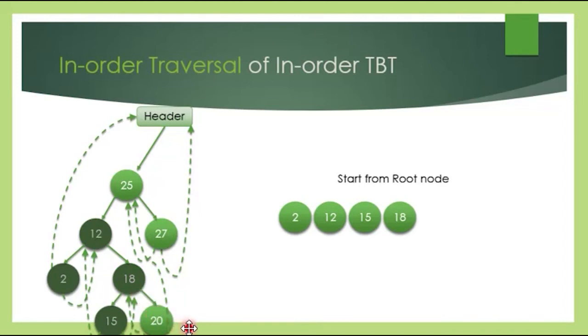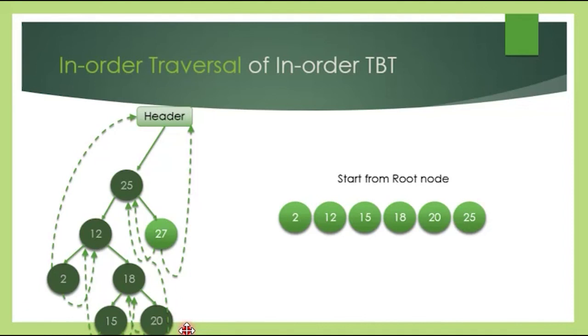18's right pointer is nothing but a link. Step down to the right child. Its left pointer is pointing to the parent node itself. So that's why I display 20. Its right pointer is holding the address of the in order successor. Let's move to the in order successor using the thread. It is 25, and display it.